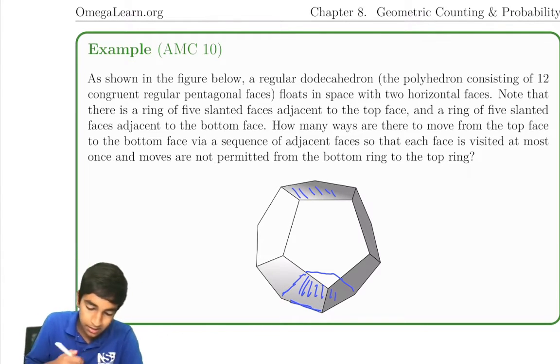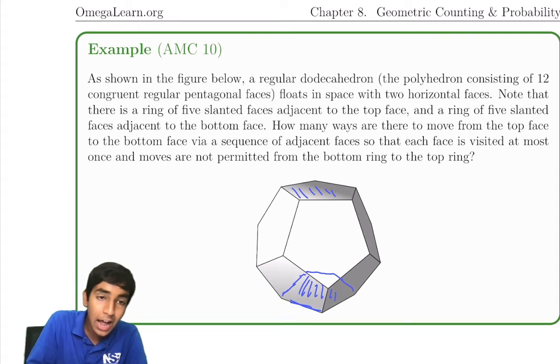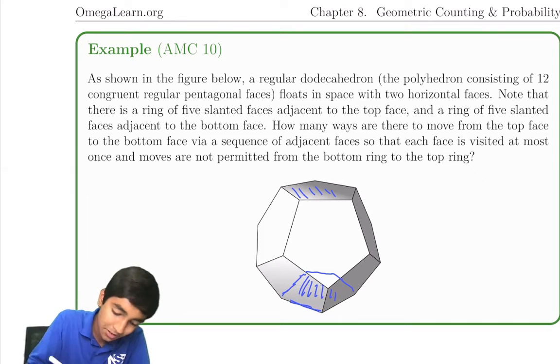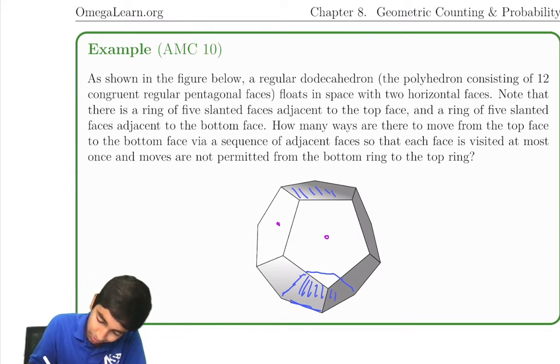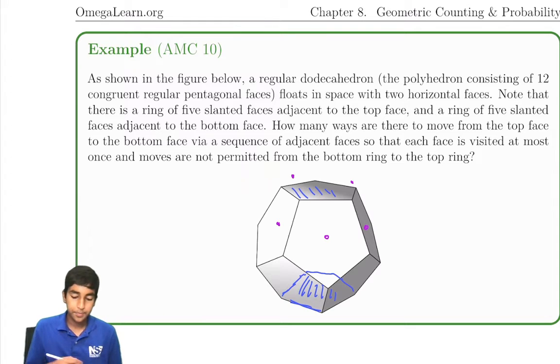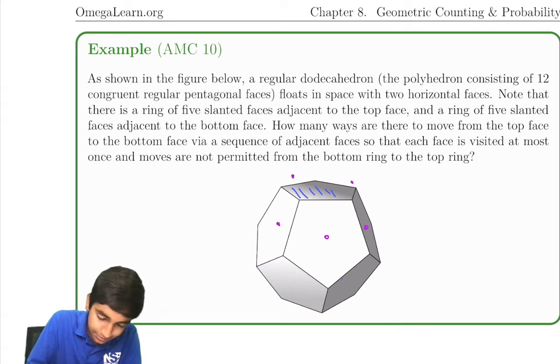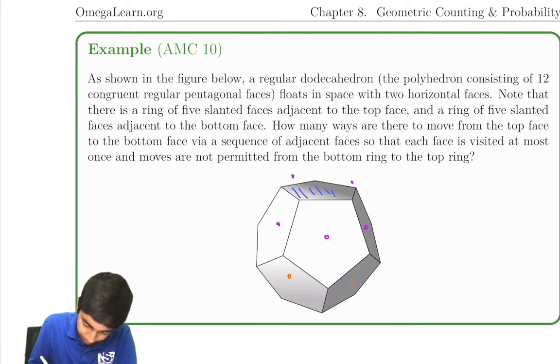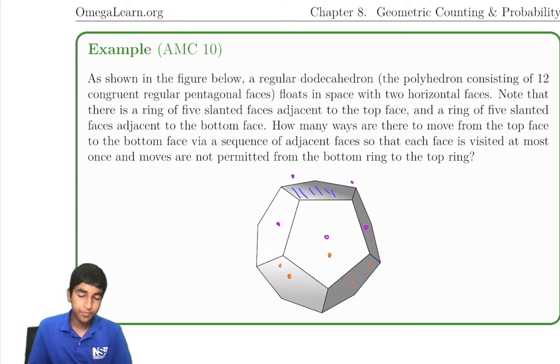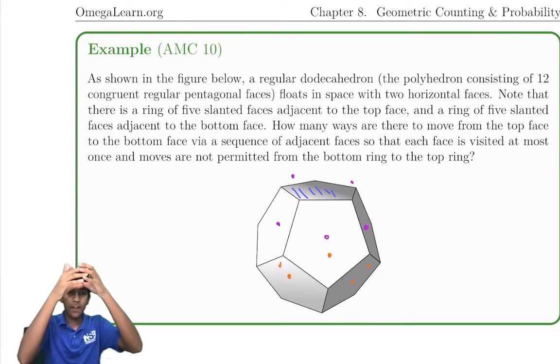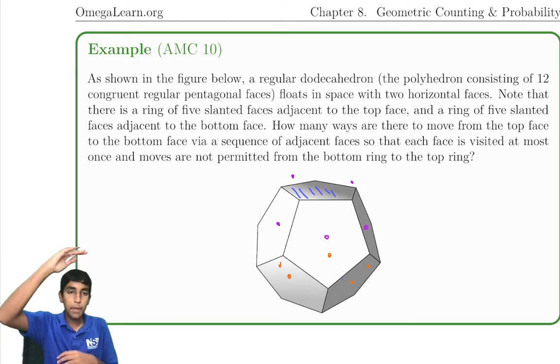And now what they're saying is that there's 5 slanted faces adjacent to the top face. 1, 2, 3, and then there's 1 here you can't see, and 1 here you can't see. And then there's 1, 2, and you can't see the other 3, but there's 3 behind right there. So 5 in the first ring, 5 in the second ring, 1 on top and 1 on bottom.